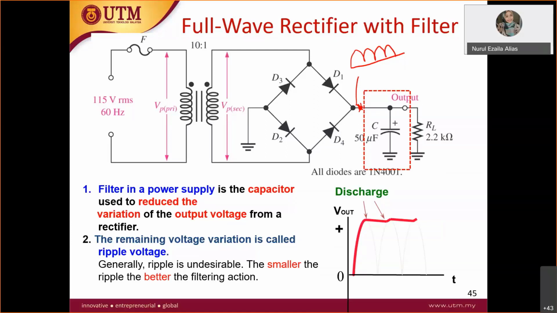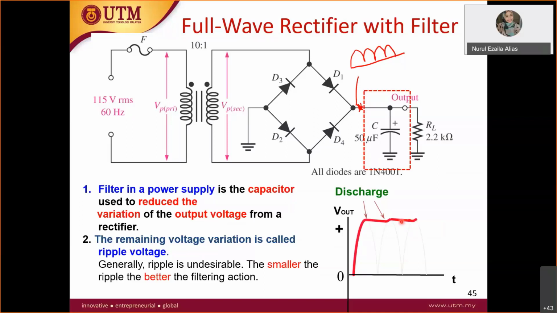So the filter in a power supply is a capacitor. It is to reduce the variation of the output voltage from a rectifier. The remaining voltage variation, we call it a ripple. Generally, the ripple is undesirable. We don't want that. The smaller the ripple, the better. It means that the smaller the ripple, you will get almost a straight line, as you can see here.